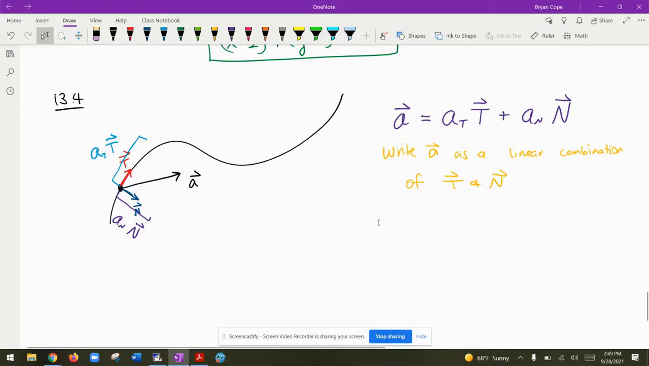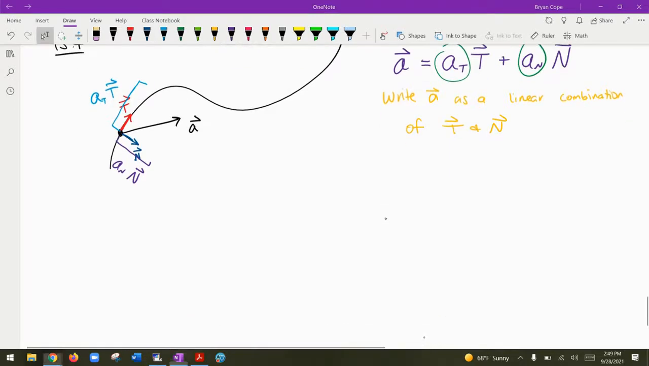What we're trying to do in the derivation I'm going to show you is to find a formula for A sub T and also one for A sub N. In order to do this, we are going to establish some new notation. We're going to say that v without a vector hat is the magnitude of velocity, or in other words, the speed.